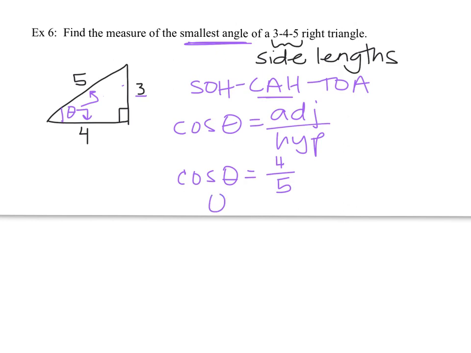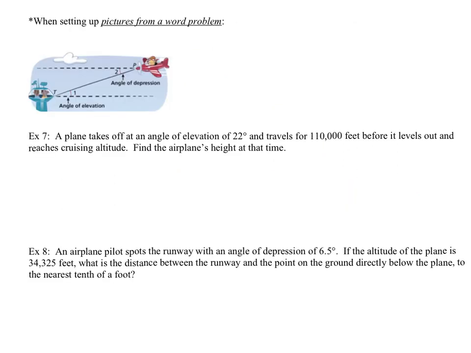To get the measure of angle theta, we're going to take the inverse again. So anytime you're trying to find an angle measure, that will require taking the inverse on your calculator. Go ahead and type in cosine inverse of 4 divided by 5 and round your answer to the nearest tenth. Be careful on this one. If you round to the nearest tenth, you'll get 36.9 degrees. That would be the measure of the smallest angle in that right triangle.